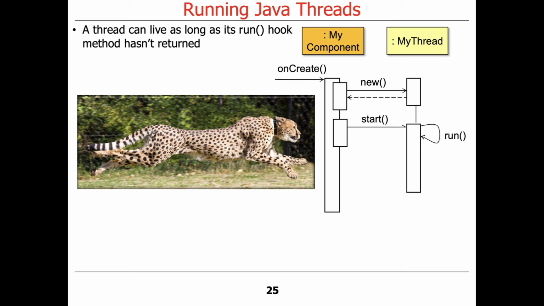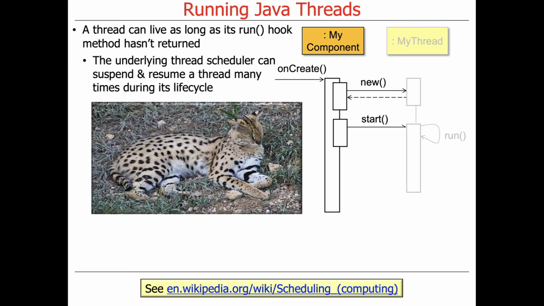As long as the run hook method hasn't returned, either because it fell off the end or because an exception was thrown that wasn't caught in the context of run, a thread will be considered to be alive. Interestingly enough, the underlying thread scheduler, which can be a combination of the Java virtual machine, the Java execution environment, and/or the operating system kernel scheduler, can suspend and resume a thread many times during its life cycle. So if a thread runs for a very long period of time, it'll probably be suspended and resumed often as it runs.